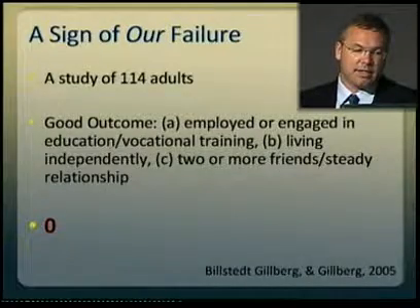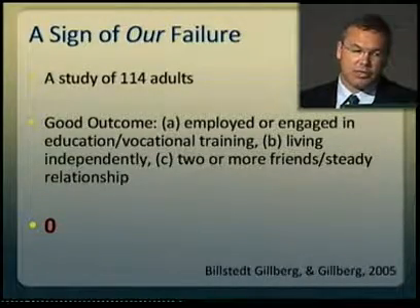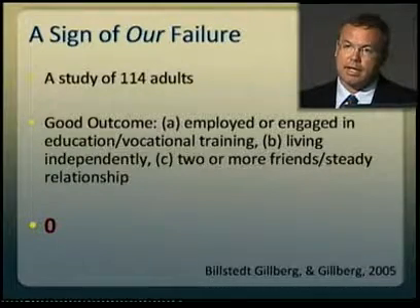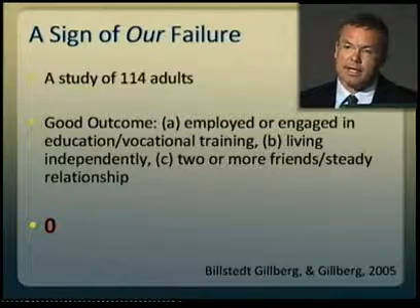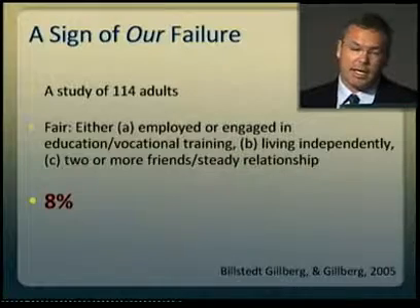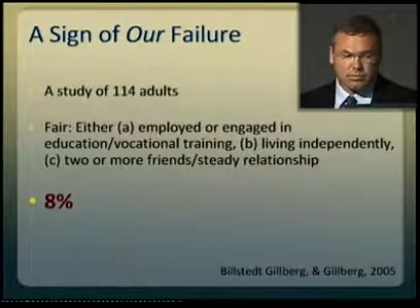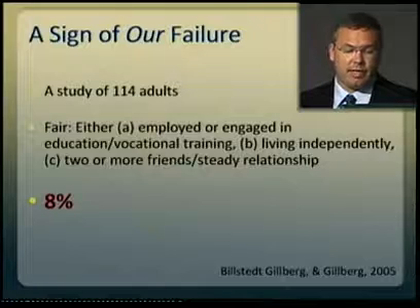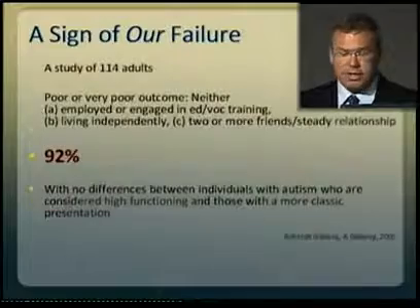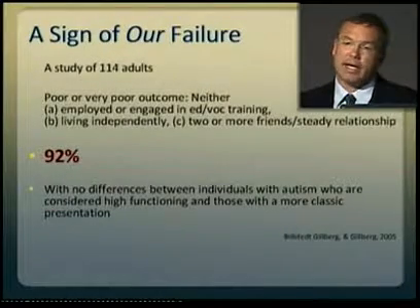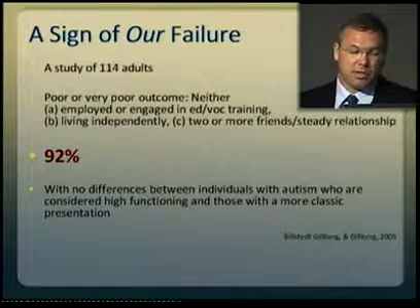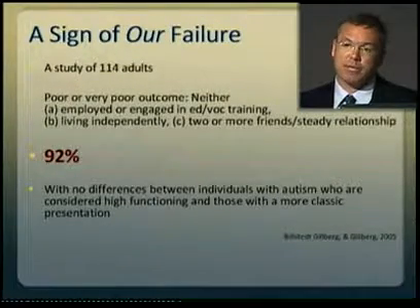Of the study of 114 individuals, 0 had a good outcome. At this point in their life, 0 were achieving that type of outcome. Looking at a fair outcome, only 8% of those individuals were employed, in education, living independently, or had 2 or more friends and a steady relationship. Again, 8%. And finally, a poor outcome: 92% of the individuals in this study, with no difference between the individuals with autism who are considered high functioning and those with a more classic presentation.